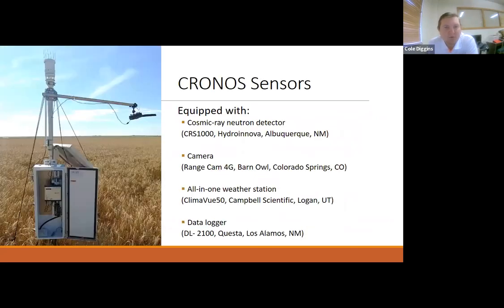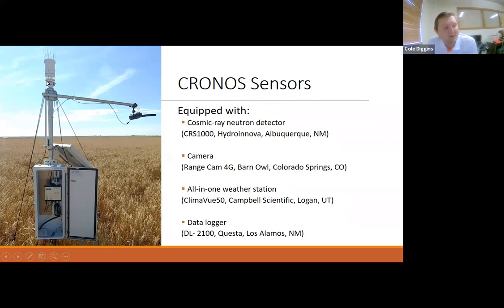But going forward, how our CRONOS stations work. It's an array of multiple sensor platforms, if you will, that we use to collect all of our data in the middle of these fields. So the first thing that we're equipped with is a cosmic ray neutron detector, which you can see here. We utilize for these stations a helium-3 based cosmic ray neutron detector. And then our camera is a Bushnell trail camera that we point toward the crop canopy. And our all-in-one weather station, our ClimaVUE 50, is up here.